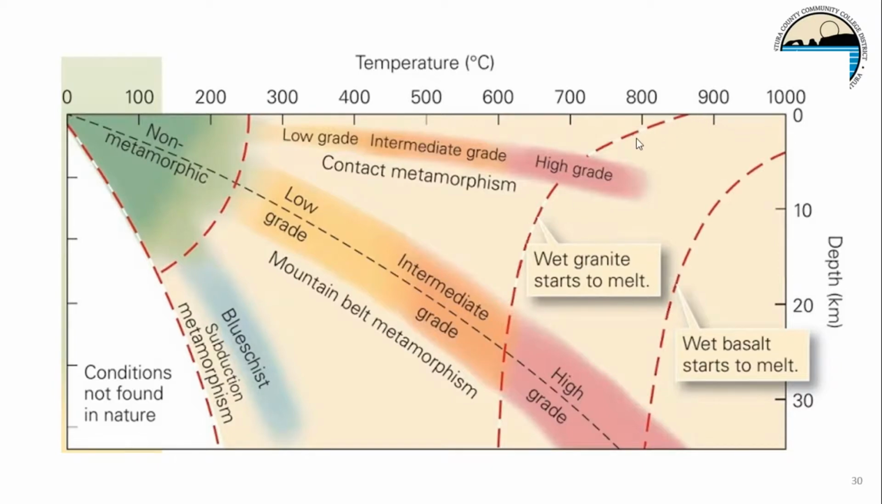So at roughly where this line is dashed, that's where granite starts to melt. And at this dashed line, that's where basalt starts to melt. So you can see how basalt can withstand much higher temperatures than some other rocks.